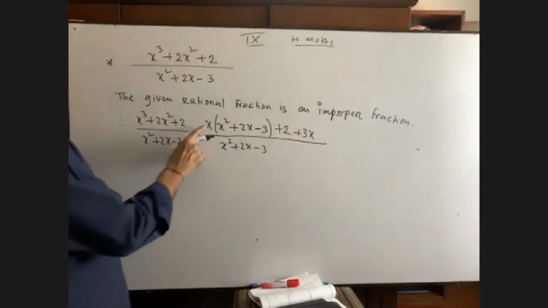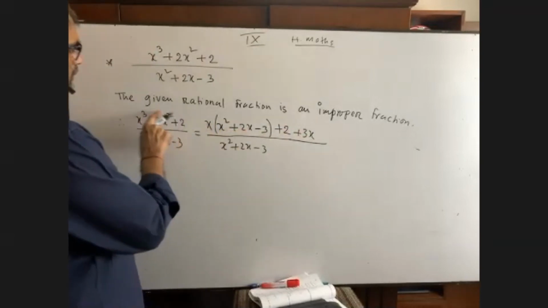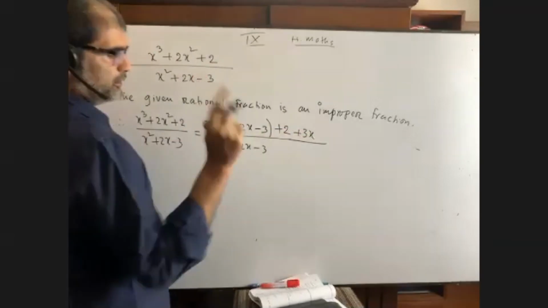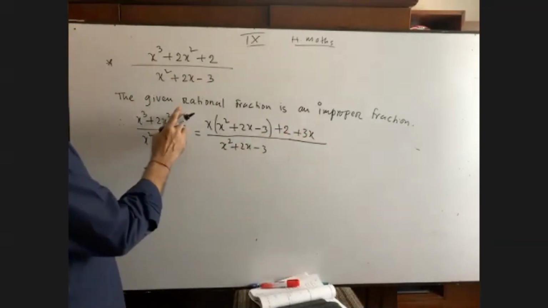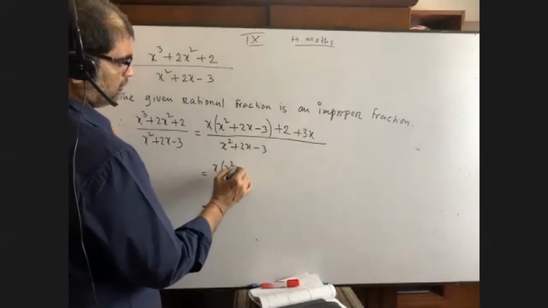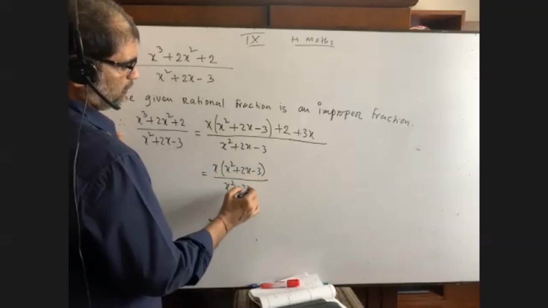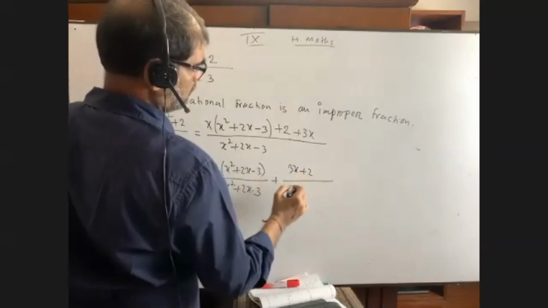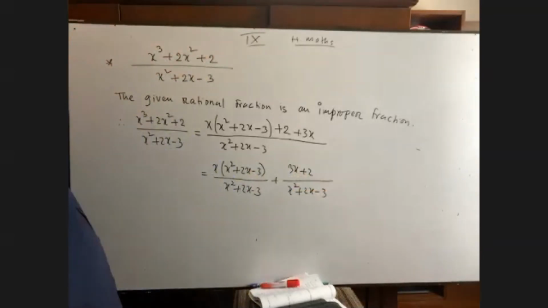You see x into x square, x cube, x into 2x, 2x square, into minus 3, minus 3x. So it is to maintain the equilibrium. Now this is another plus 2, another plus 2. That means we are getting here x into x square plus 2x minus 3 by x square plus 2x minus 3, plus we are getting here 3x plus 2 by x square plus 2x minus 3. Right?